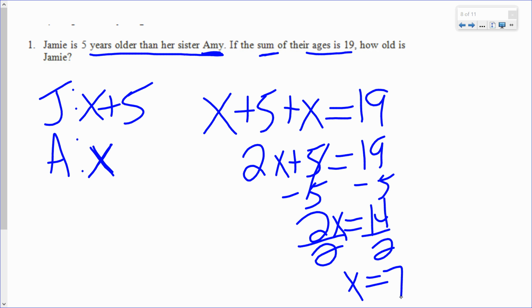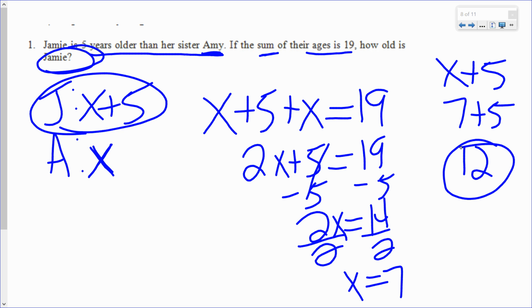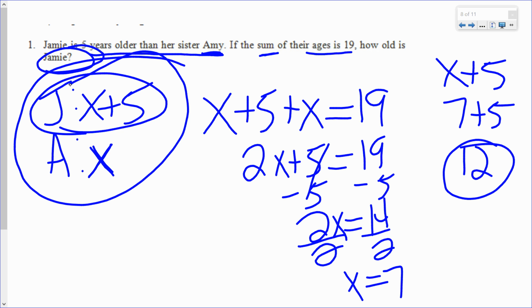Now make sure you answer the question. The question is asking how old is Jamie? Well, Jamie is x plus 5. So Jamie is 7 plus 5, which is 12. The important thing is step 1 right over here. When you're comparing two things, list the two things you're comparing. Whichever one comes last is just x. Everything else is expressed in terms of x. And from there, you utilize those values.